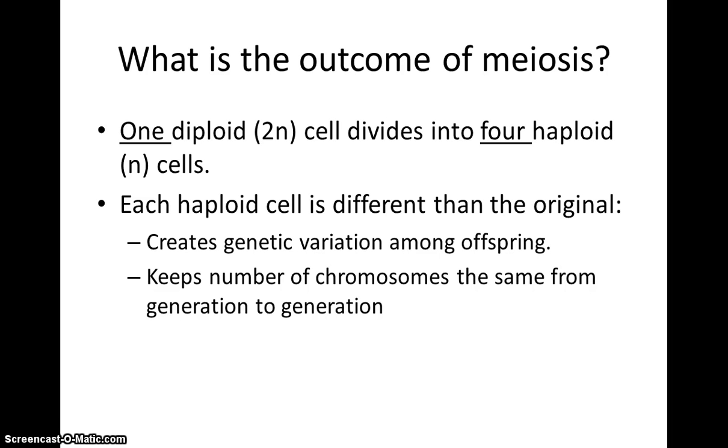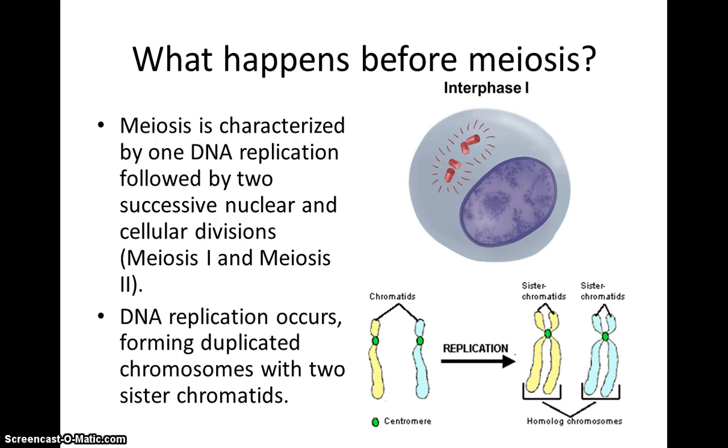And as we already mentioned, this is very important to keep the number of chromosomes the same from generation to generation and allow a species to mate. Before meiosis, though, just like with mitosis, we are going to have DNA replication occur. So here I've said it's characterized by one DNA replication followed by 2 successive nuclear and cellular divisions. This is going to be a big difference from what we saw before. We're going to have 2 rounds of division. It's divided into meiosis 1 and meiosis 2.